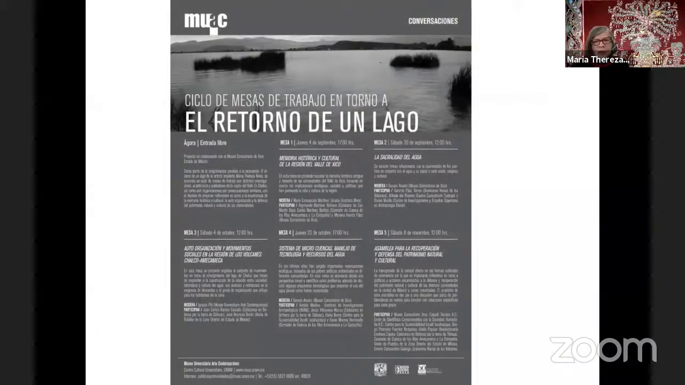The Return of a Lake was originally commissioned by Documenta 12 and was later exhibited in a solo show at MUAC in Mexico City, where there were funds to make a catalog. Those days are gone, I suppose, now. I asked instead that MUAC ask the Valle de Xico Community Museum what they would like to do with the monies.